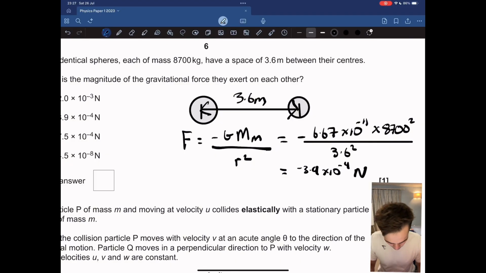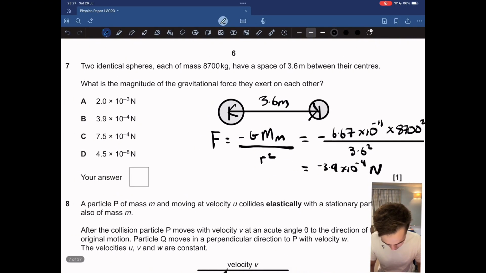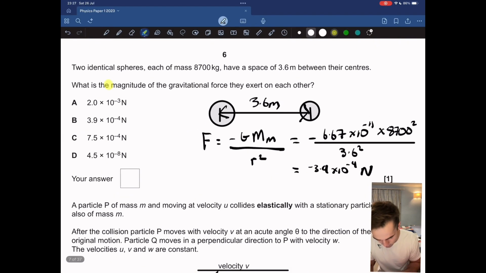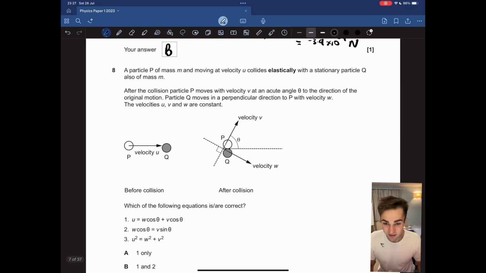We have a negative because they are attractive forces, and it's asking just for the magnitude, so the absolute number, which is 3.9 times 10 to the minus 4. So B. Sweet. It's always good when you actually get the answer.